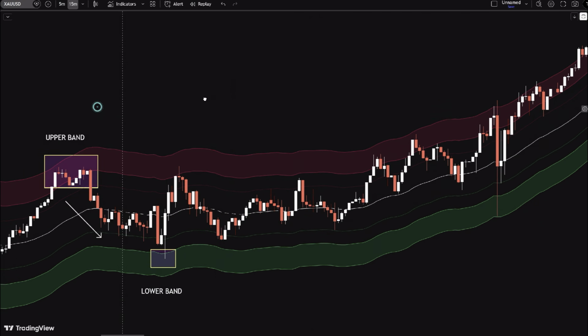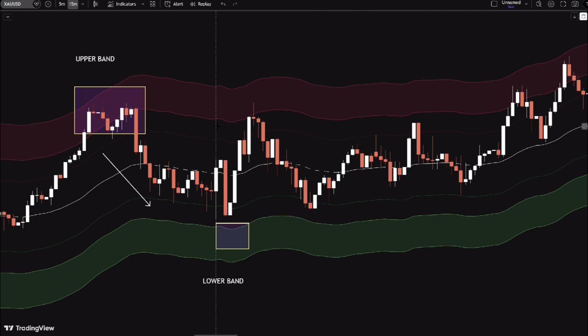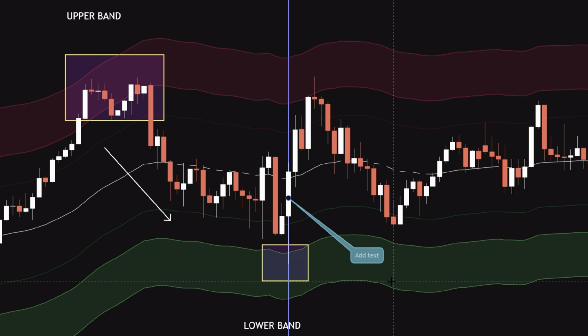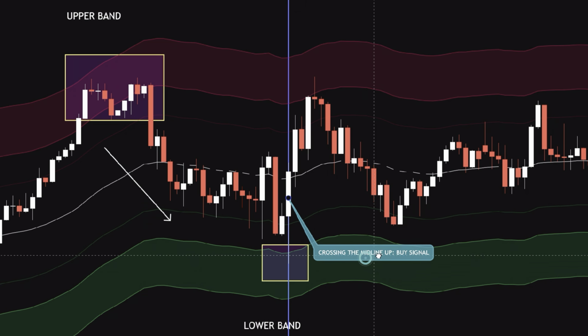Watch the midline of the Fibonacci band. The center line is not decoration. It's the equilibrium point of the entire structure. When price breaks back above that midline after touching the lower band, that's a statement to the market. It's saying the pullback is over and the original bullish pressure is getting back. But you do not move yet.